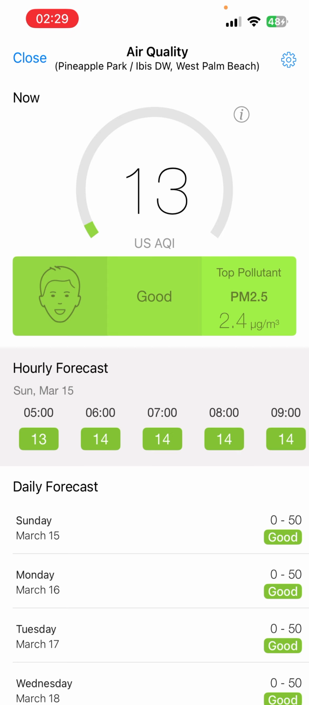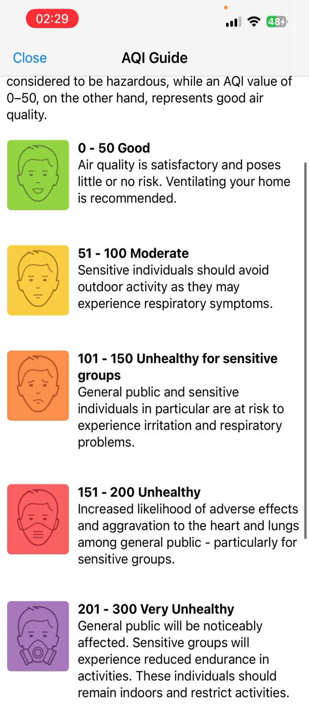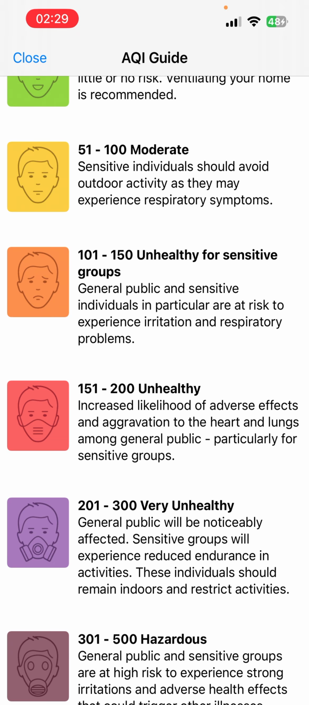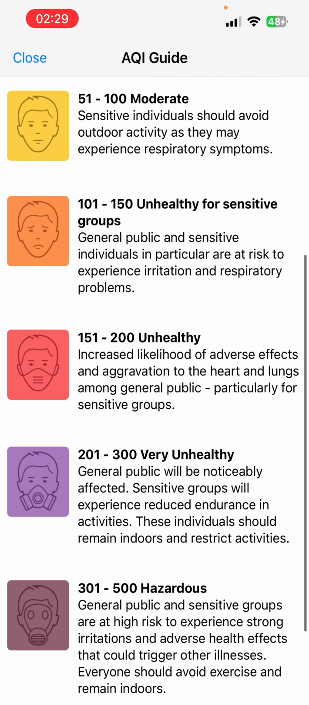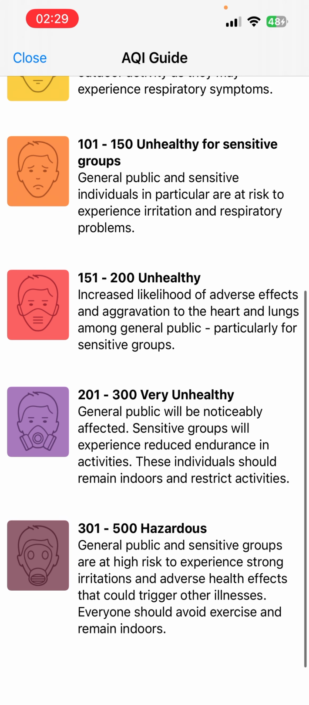and it shows 13 out of 500, which is good. 0 to 50 is good. 51 to 100 is moderate. 101 to 150 is unhealthy for sensitive groups. 151 to 200 is unhealthy. 201 to 300 is very unhealthy, and 301 to 500 is hazardous.